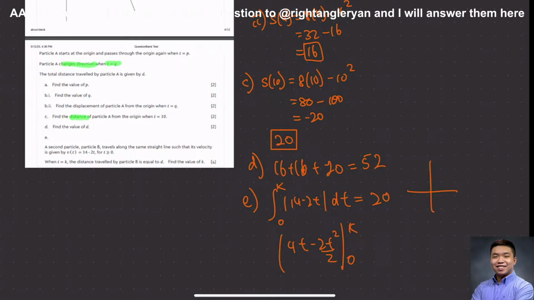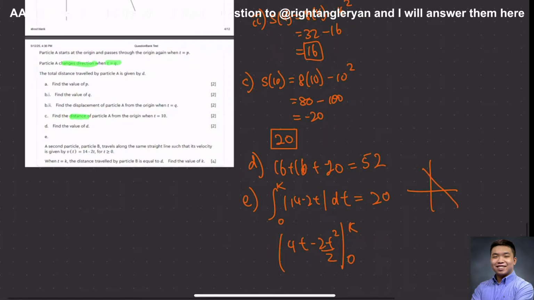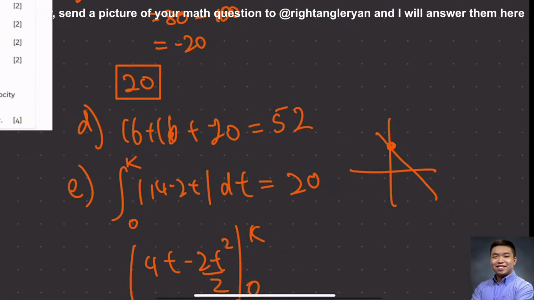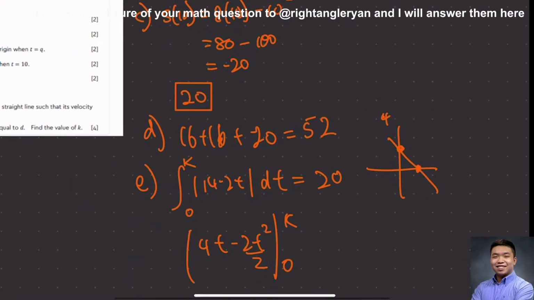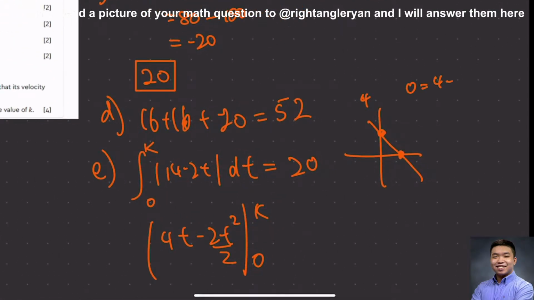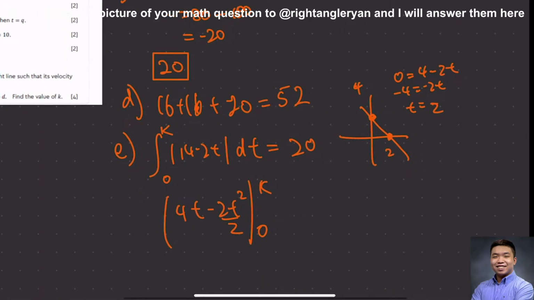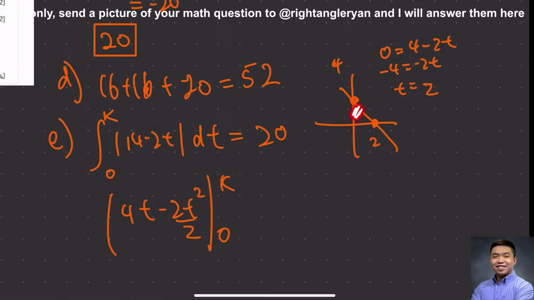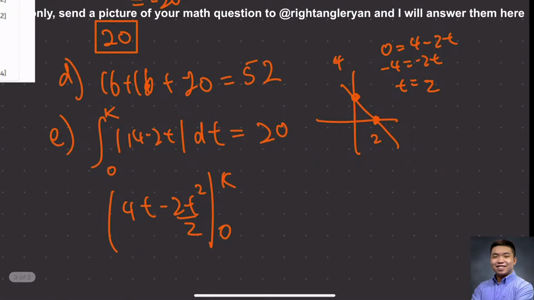If I'm going to draw 4 minus 2t, it's going to look something like that, right? This will be at 4. And where would the x coordinate be? The x coordinate will be when y is 0, so 0 is equal to 4 minus 2t. Move the 4 over, so t will be 2, right? So I know this here is 2. So first, if I'm going to do the integration, I know it's going to be this area here plus this area here. The absolute value just means we have to take the positive area of this, right?